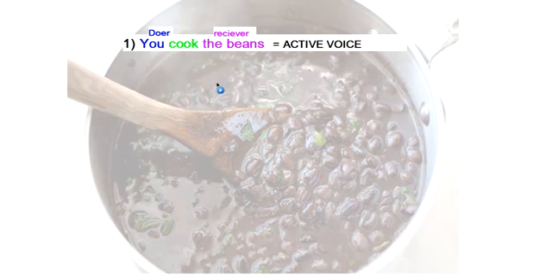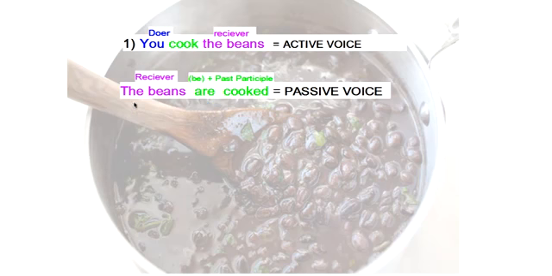But I don't want to use the active voice. I want to use the passive voice for process because, well, first, I don't need to talk about who does this. I don't need to talk about the person. I want to talk about the beans. I want to talk about the process. So, for example, the beans are cooked. And this is the passive voice because I begin with my receiver, the beans, and then I use my passive voice conjugation. I use be in the plural form and past participle cooked. The beans are cooked. That's the passive voice.